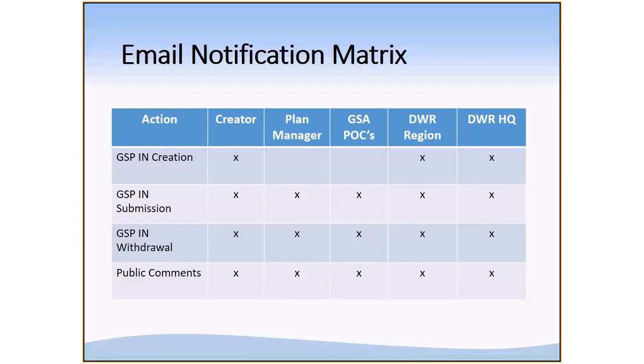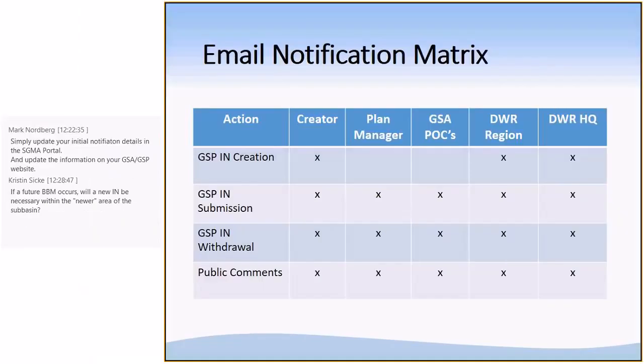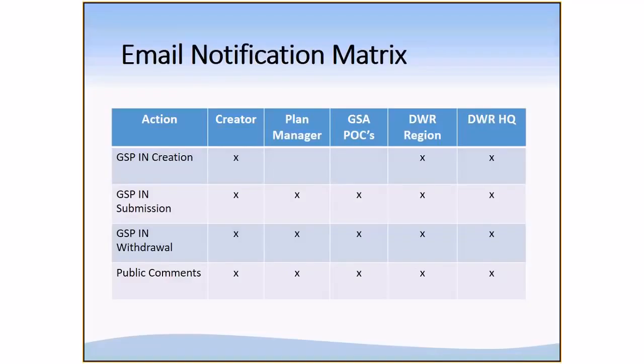Then once you submit the notification, the person who created the notification, the identified plan manager, and all the GSAs that were selected, their points of contact will be emailed, as well as DWR regional staff and DWR HQ here in Sacramento. There is the option to withdraw an initial notification, and if that's the case, the same group that I just mentioned will get notified of a withdrawal of the initial notification.